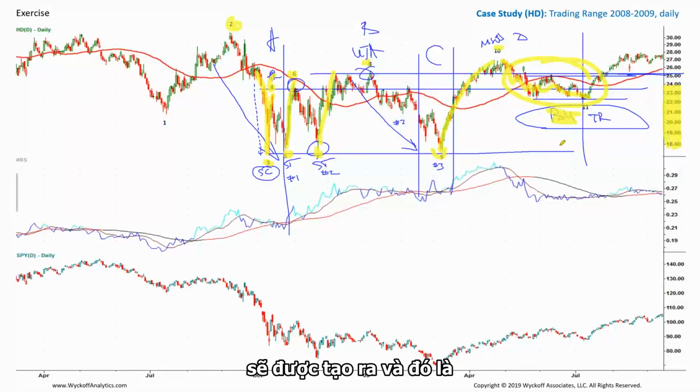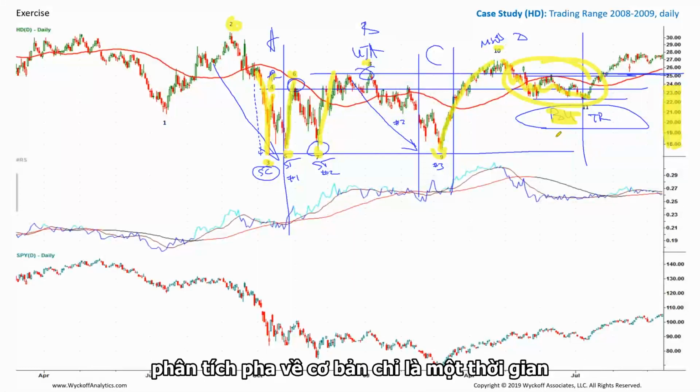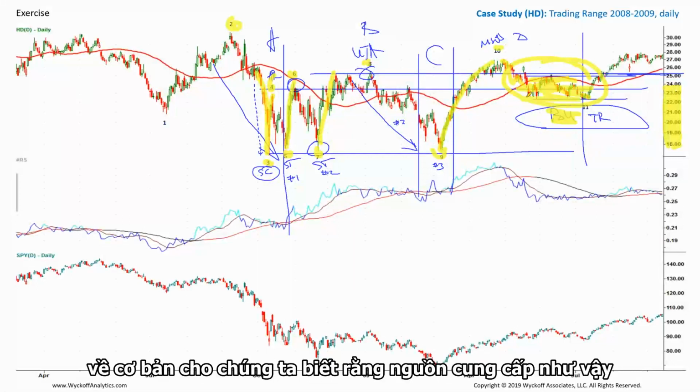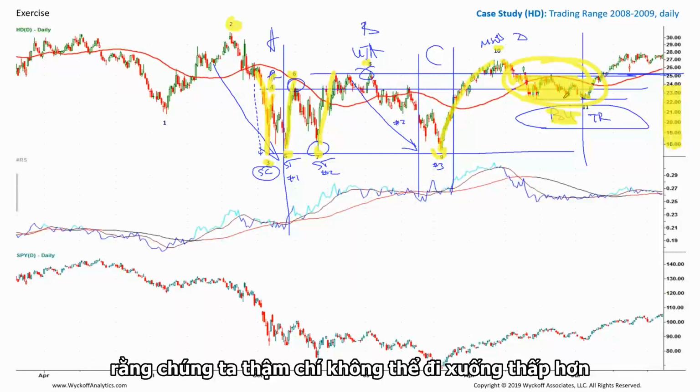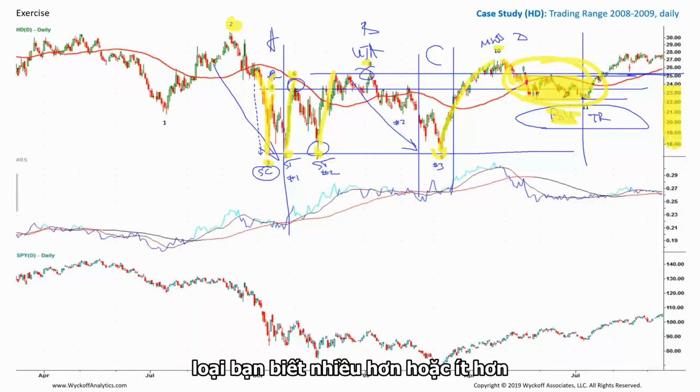And that's also a timing tool for us. All of the phase analysis is basically a timing tool. It just tells us that supply at such levels that we can't even go lower. Expect higher prices and expect some kind of, more or less, better move than what you've seen before.